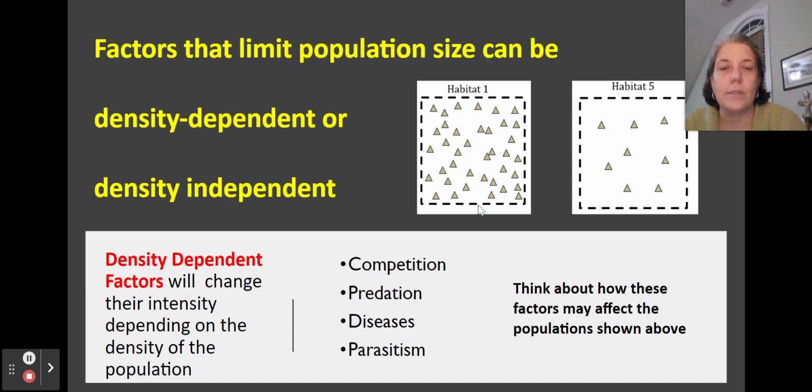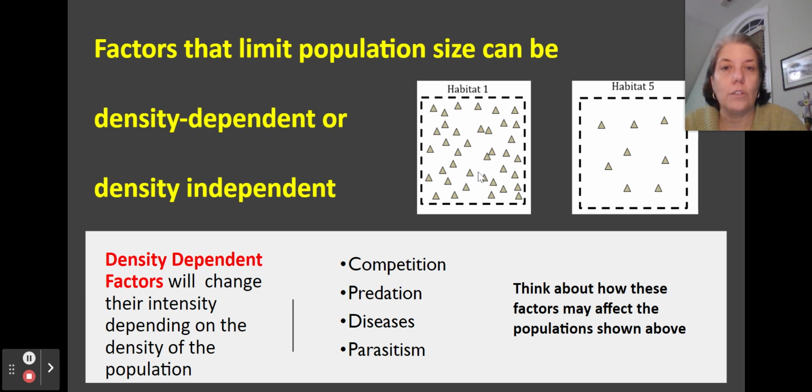So take a look at my habitat 1 versus habitat 5. Habitat 1 is a lot more dense than habitat 5. So think about how these factors right here can affect these 2 populations. If you had a disease and it hit habitat 1, it's much more likely to get all of those individuals sick than it is in habitat 5, because these guys are more spread out in habitat 5. Same thing with parasitism. The same thing with predation.